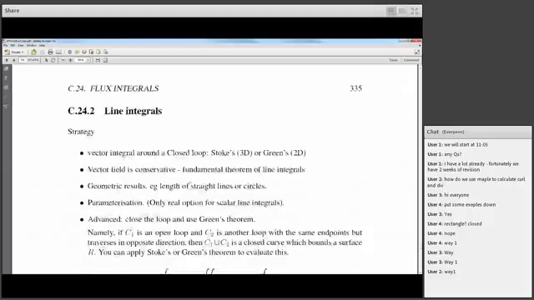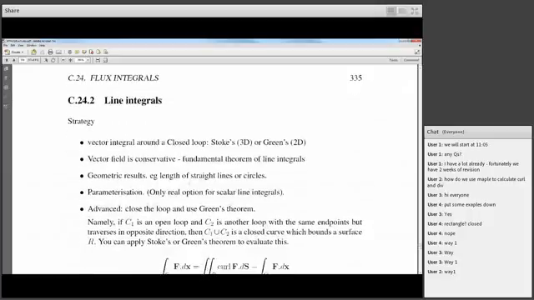So we have a line integral. What's our strategy to work out line integrals? How do you try to do those things? So this is my suggestion. And again, you've got to adapt it to how you feel more comfortable with it.